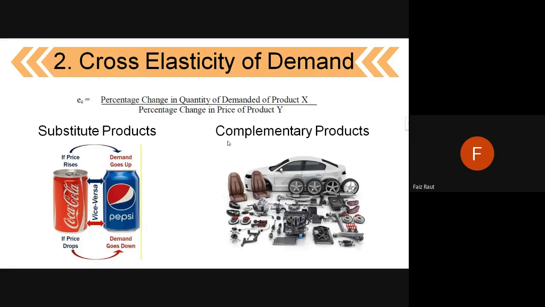Second is cross elasticity. Cross elasticity is the percentage change in the quantity demanded of product X, over the percentage change in the price of product Y. So the demand for one product is dependent on the price of another product, because of cross elasticity.